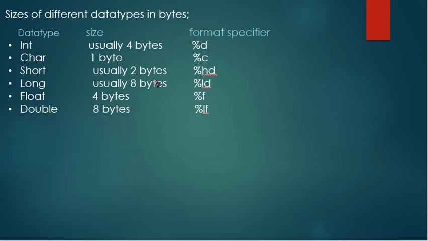I'm putting usually because depending on the architecture of your system, it might be different for your computer or your PC. For example, for int, instead of 4 bytes, you might find maybe it's 2 bytes on some architectures. So that's why I've put the word usually.